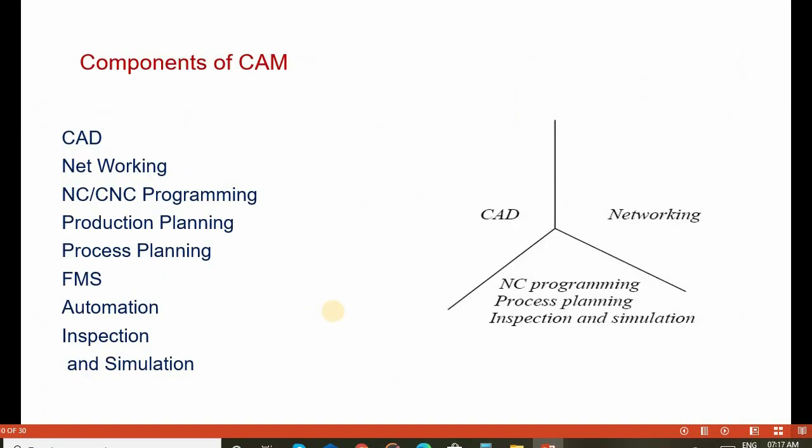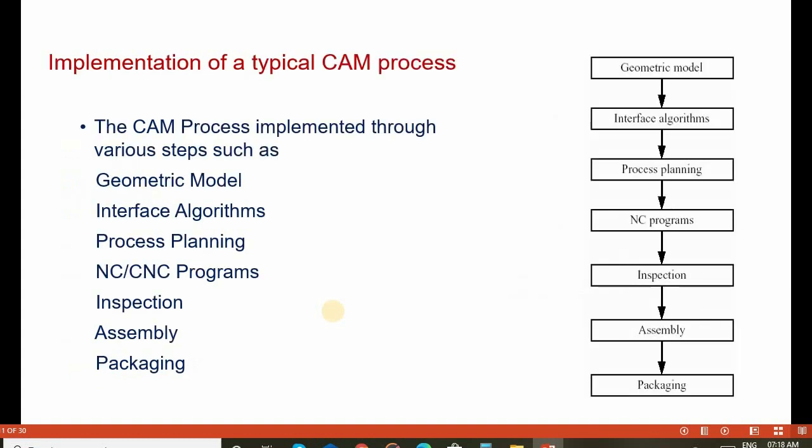There are various components of the CAM system, which include computer design, networking, NC and CNC programming, numerical control, computer numerical control programming, production planning, process planning, flexible manufacturing systems, automation, inspection and simulation. These are the components which are involved in CAM systems.